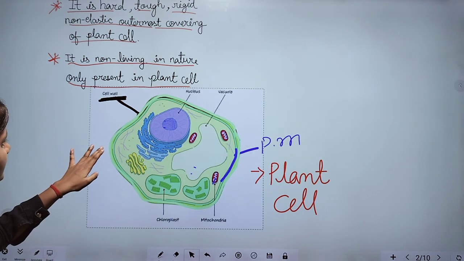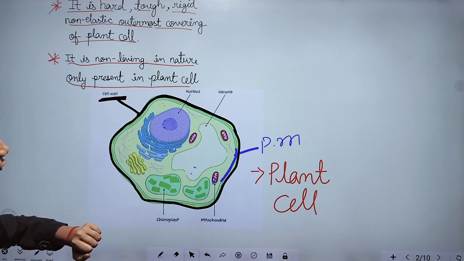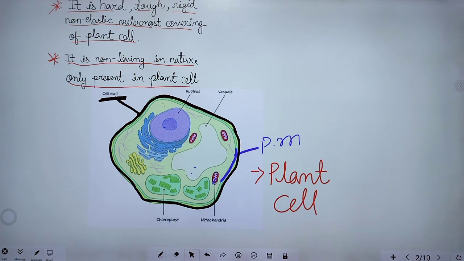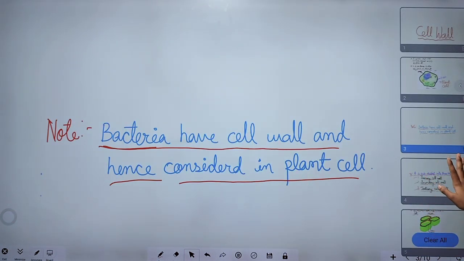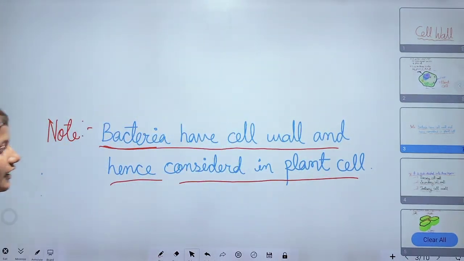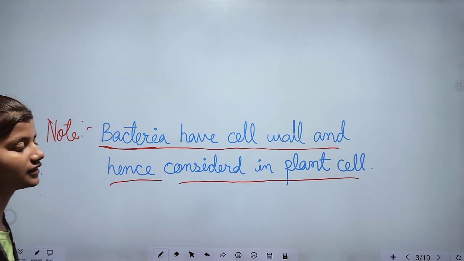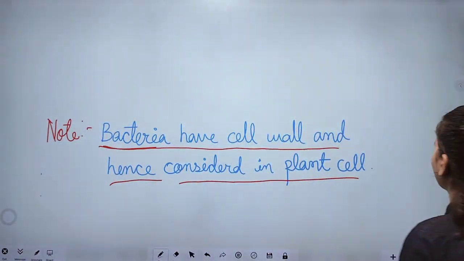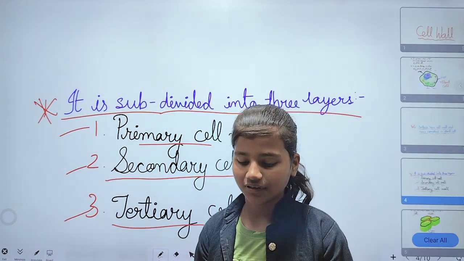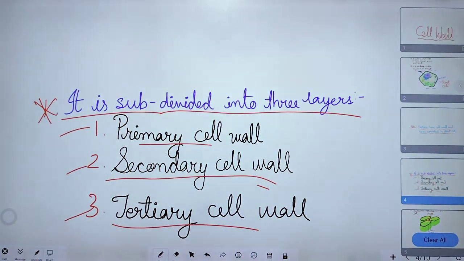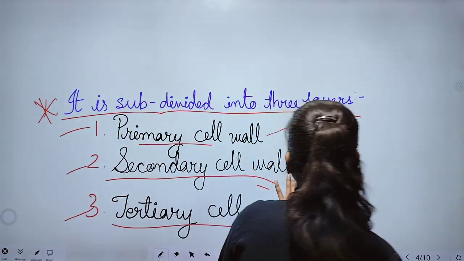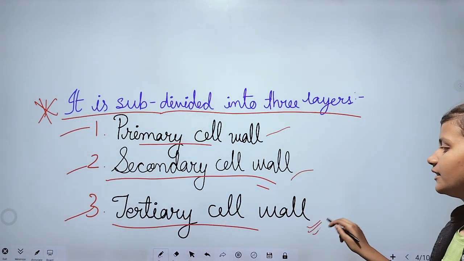Here is a figure of plant cell. This thick layer is called cell wall. Okay, and inside the cell wall, the plasma membrane is present, and bacteria also have a cell wall. So that's why bacteria are also considered in plant cells. The cell wall is subdivided into three layers. First one is primary cell wall, secondary cell wall, and last one is tertiary cell wall.